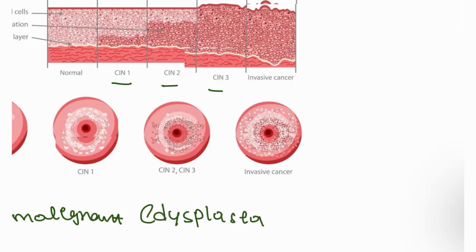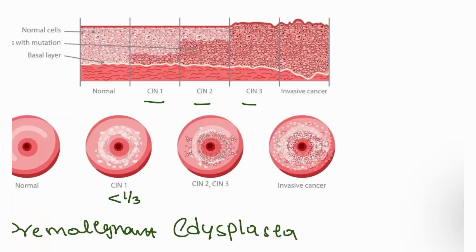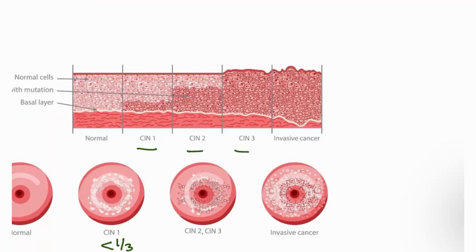So the first stage is going to involve only less than 1/3 of the cervical epithelial thickness. Next, stage 2 is going to involve 1/3 to 2/3 here. Next, stage 3 is more than 2/3. This is carcinoma in situ. Before that, only the basement membrane is intact, but invasive it is already. Here you can see the proliferation, the entire cervix is already involved in this condition.